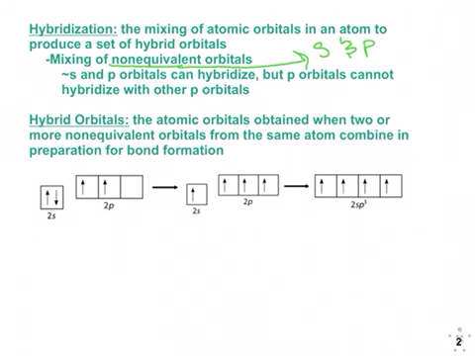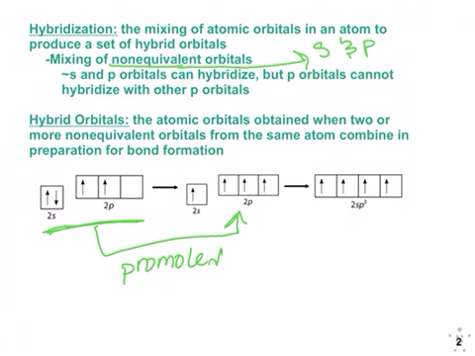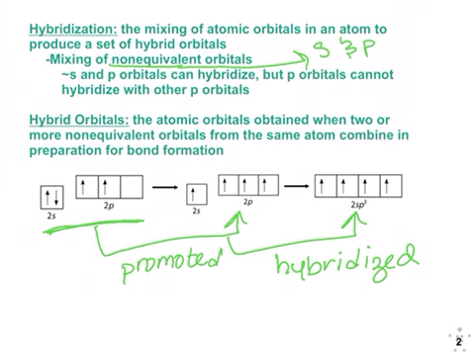Hybrid orbitals are atomic orbitals obtained when 2 or more non-equivalent orbitals from the same atom combine in preparation for bond formation. So this is exactly what we just did. Here's carbon originally. Here we promoted. And then our final hybridized orbital gets written this way. So notice now instead of there being a step, they're all in the same row.